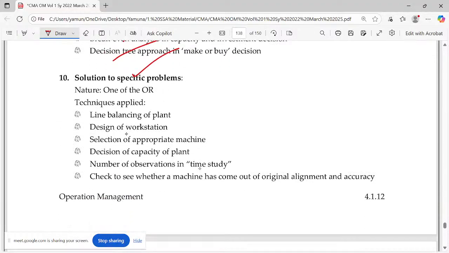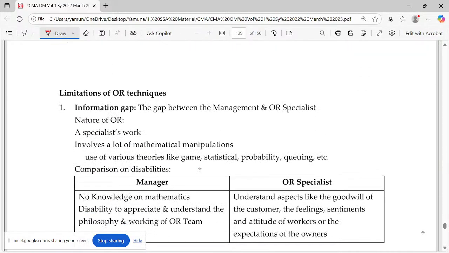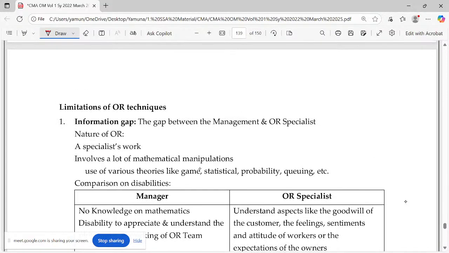Solutions to specific problems: probably line balancing, how you're going to design the workstation, which appropriate machine will be helpful, how you're going to design the capacity, how many observations are available in the time study, and how you're going to check which machinery has come out of original alignment and accuracy. All these things will be done. So this is about the 10 points. Let me finish off this heading.